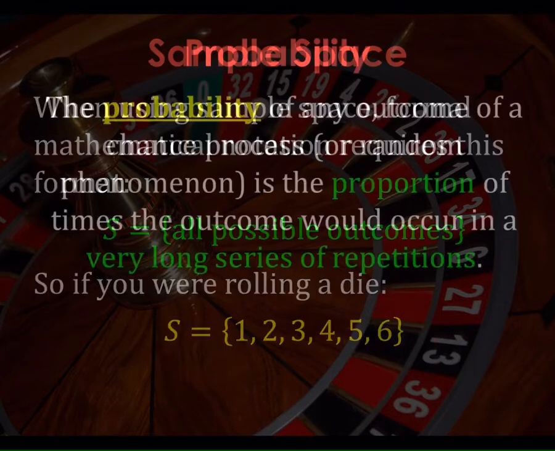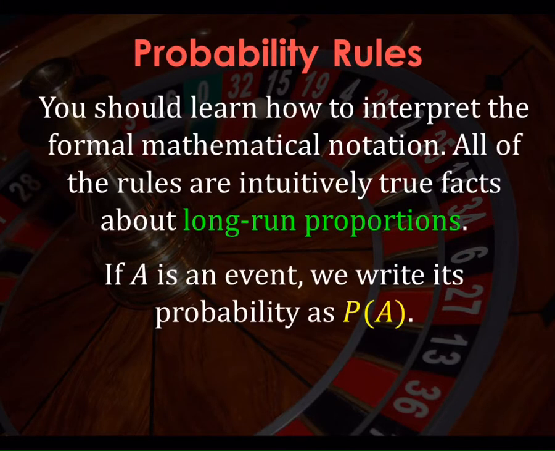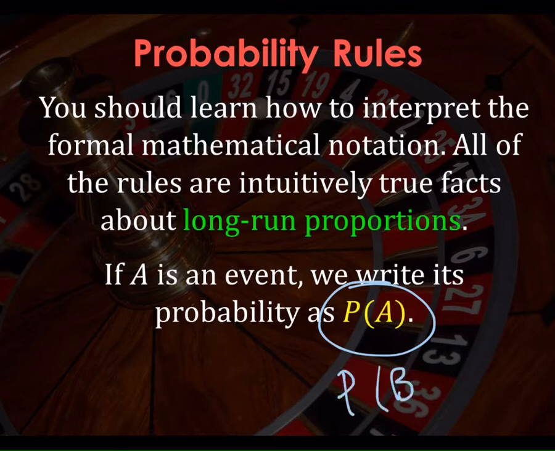Alright, so as a review, probability of any outcome of a chance process or random phenomenon is the proportion of times the outcome would occur in a very long series of repetitions. So you would just keep on doing the event, and whatever the proportion of times a certain event occurs, that's going to be the probability. So for probability rules, we need to learn how to write notation in probability. So this P(A) is the first thing you're going to want to notice, because this is how we write the probability of event A. If it was event B, we would write P(B).